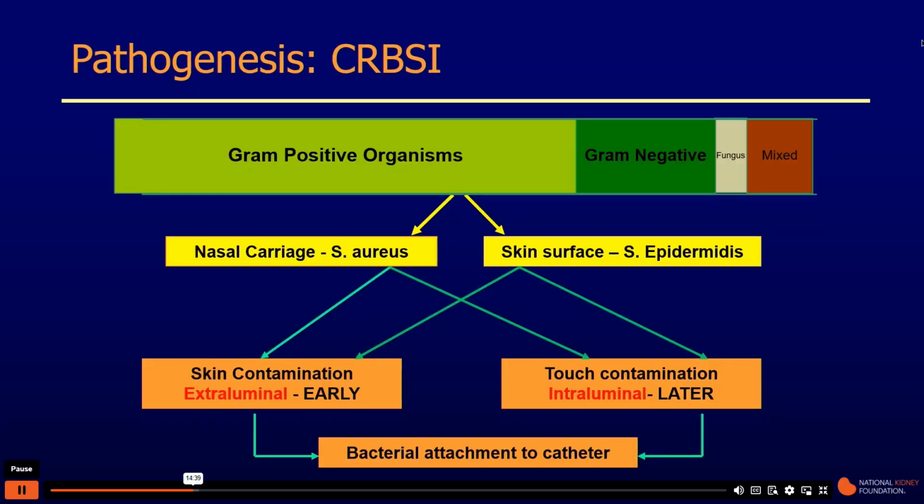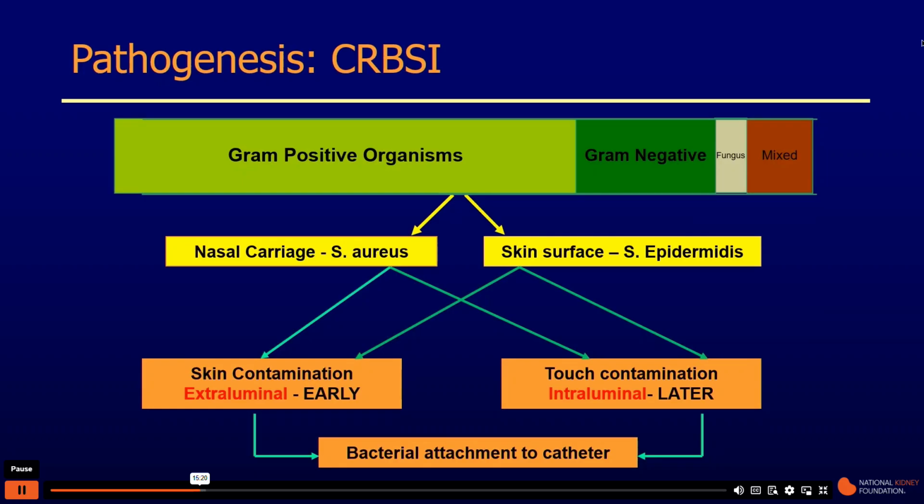So what is the pathogenesis of catheter-related bloodstream infection? So we know that the majority of organisms are gram-positive organisms, followed by gram-negative organisms, with mixed organisms and a smaller percentage that is fungal. And for gram-positive organisms, the majority are Staph aureus that we see in the nose. So about a third of us are Staph aureus nasal carriers, about a third are intermittent carriers, and a third of us don't carry Staph aureus in our nares. And then we have Staph epi on our skin. Everybody has it on our skin. So those are the key organisms. But the key thing is, how do those organisms get onto the catheter?